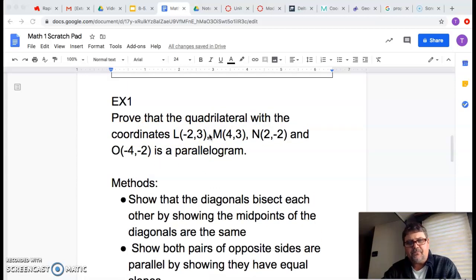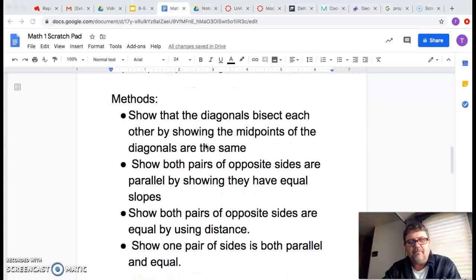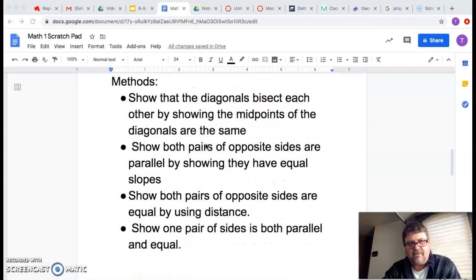All right, now of course we want to graph it probably and take a look at it that way. Then we'll kind of plan our attack from there on this thing. But here's the methods you might want to think about to prove something like this. You can show that the diagonals bisect each other. That's one of our properties. And it says by showing the midpoints of the diagonals are the same. That's one way to do it.